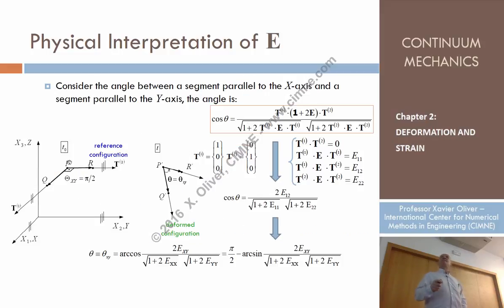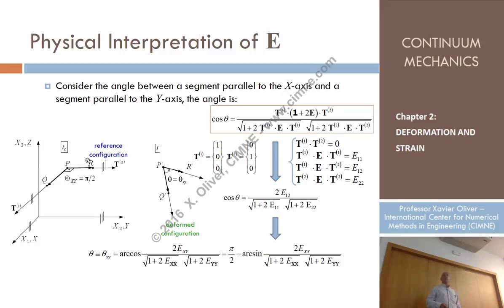Let's now wonder what is the final angle of two segments in an infinitesimal neighborhood of a particle P, two segments defined by Q and R, who are oriented with respect to P, Q in the direction of x1 and R in the direction of x2. Okay? So, in that case, I have that T1 is 1, 0, 0 and T2 is 0, 1, 0. Okay? That's something that I can know in advance.